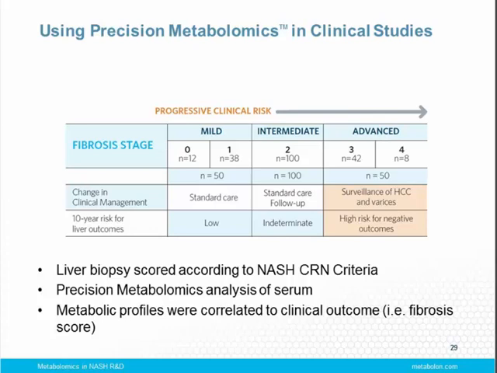And then we were able to take these metabolic profiles and correlate them to clinical outcomes. And in this example, it's fibrosis score, but in general practice, we can look at any clinical outcome or any endpoint of your choosing.